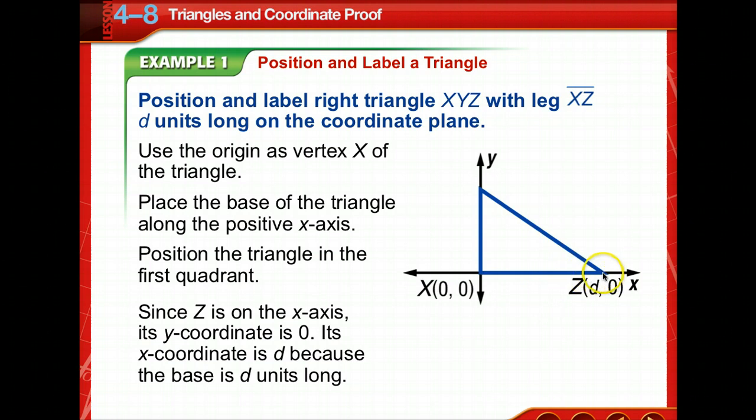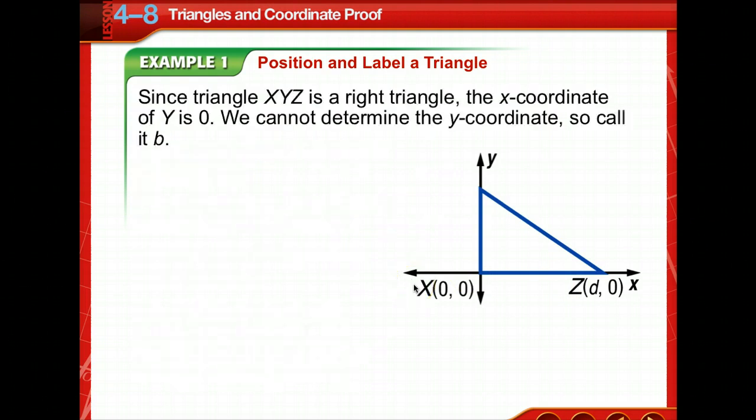So since Z is on the x-axis, we know that the y-coordinate is 0. The x-coordinate is d because the base is d units long, and that's what we're told, d units long on the coordinate plane. Now, since triangle XYZ is a right triangle, the x-coordinate of Y is 0. So we cannot determine the y-coordinate, so call it b. So the x is 0 and the y is b.